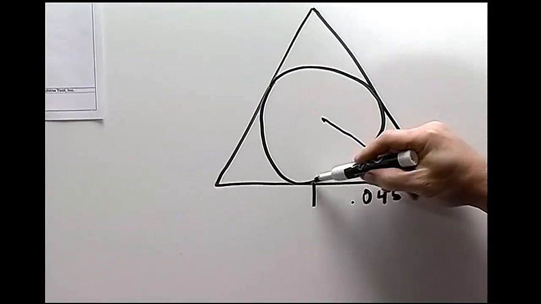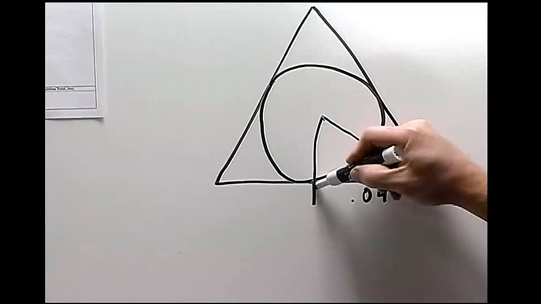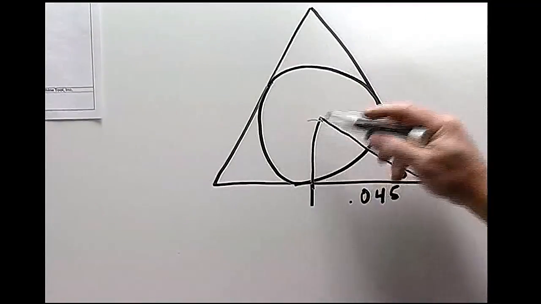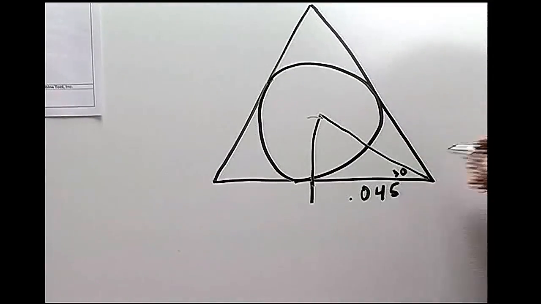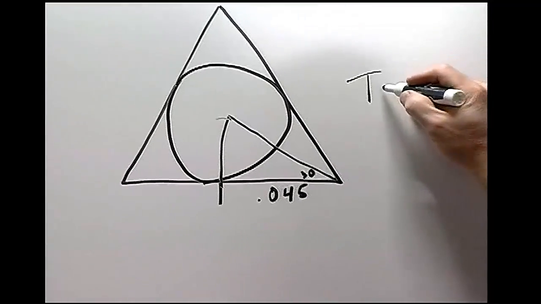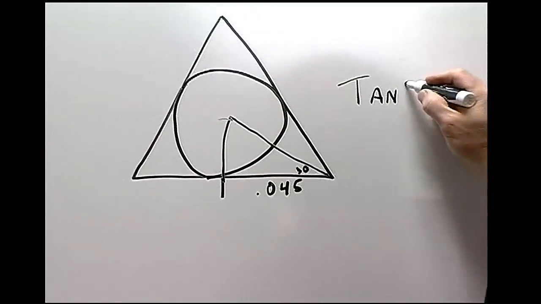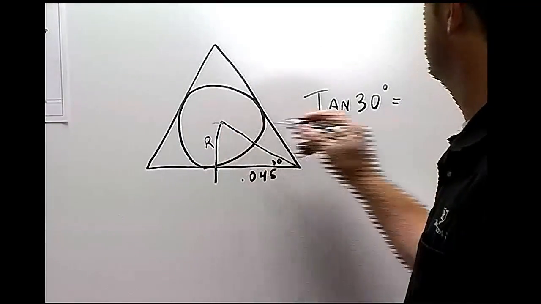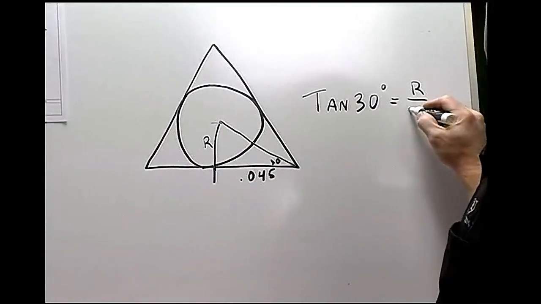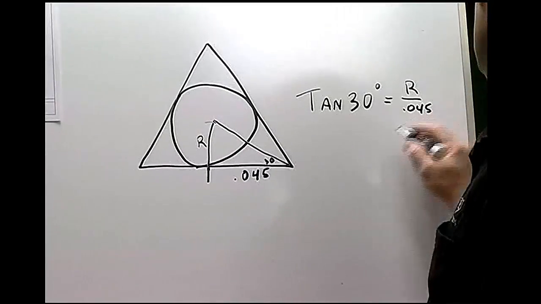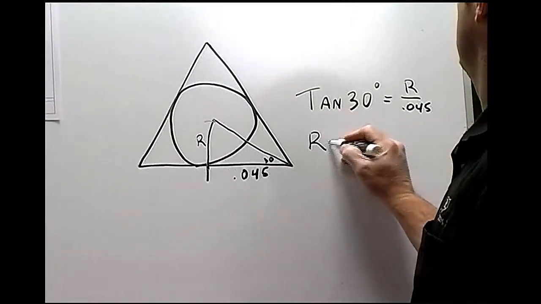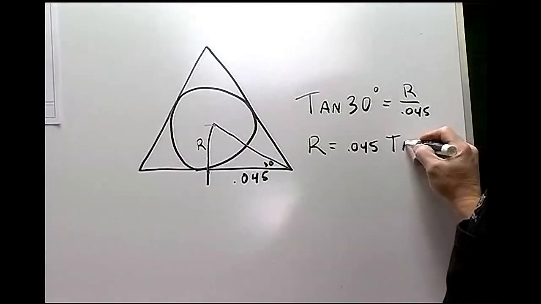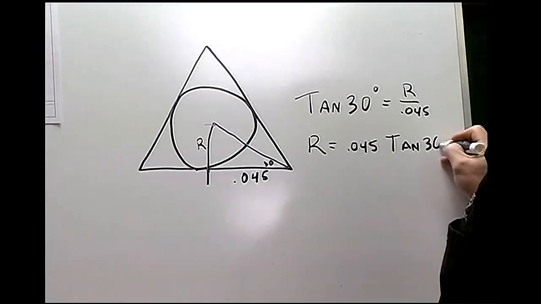And so now we need to find out what this height is, which will be the radius of the pin, which will be the tangent of 30 degrees. We'll call it the radius here, is the radius over the 0.045. Or the radius is going to be 0.045 times the tangent of 30 degrees.